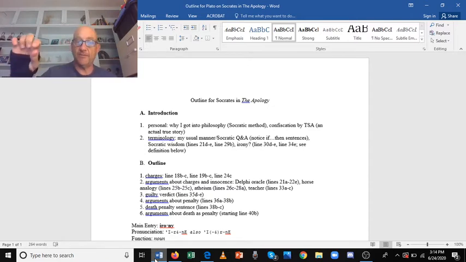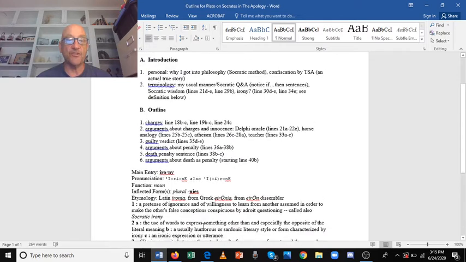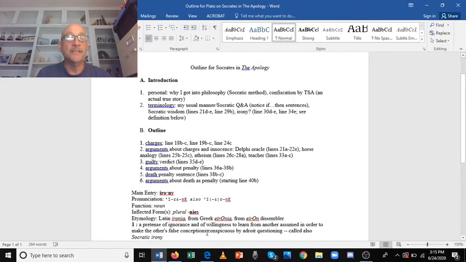Section B of my outline gives you line numbers, and these should be standard, I think, since the 19th century, regardless of the translation you're using. And I have a definition of irony on the bottom of the page here on the outline, which is going to matter in just a second.